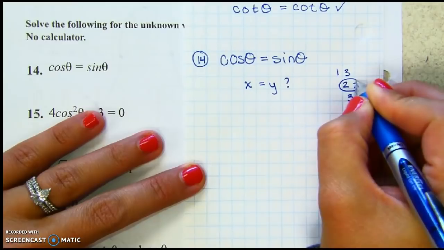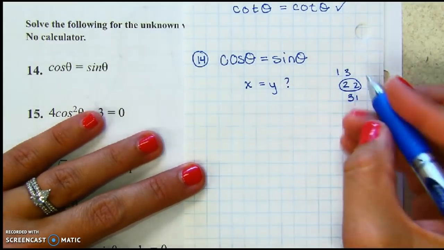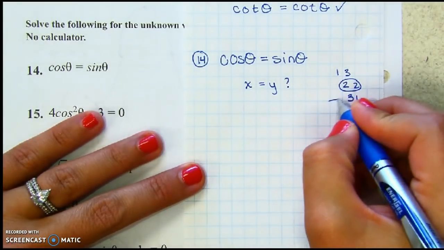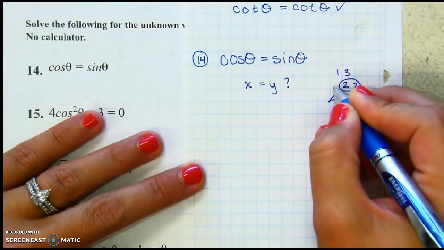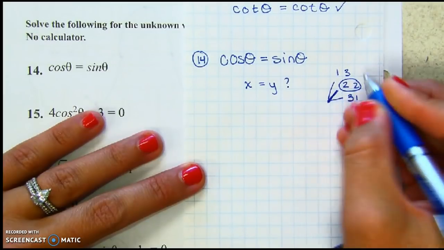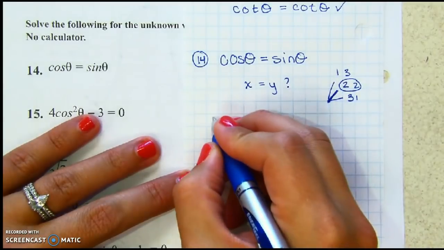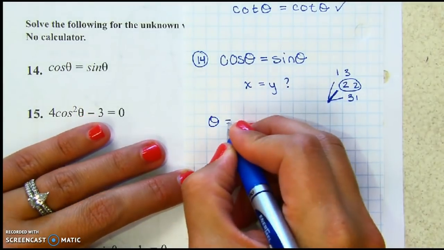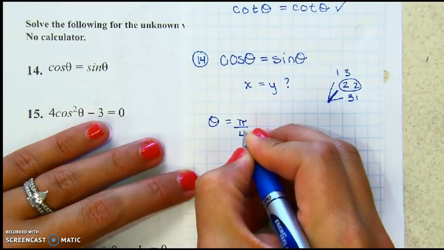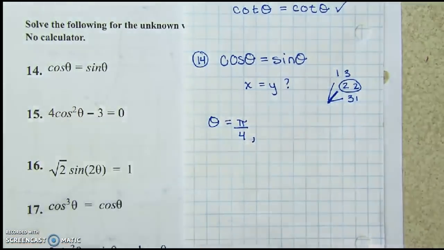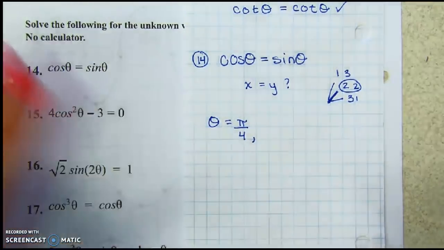Okay, right here I see that they are the same. And do we know these angles? This is a small angle, middle angle, big angle, and this middle angle is pi over 4. So we know the cosine is equal to sine when theta equals pi over 4. Okay, what else? Where else are they the same?